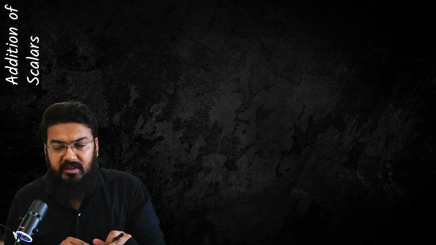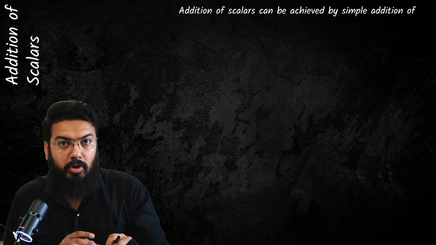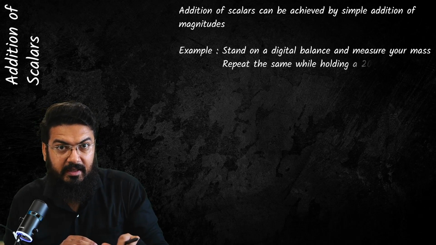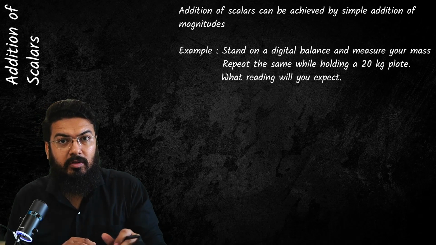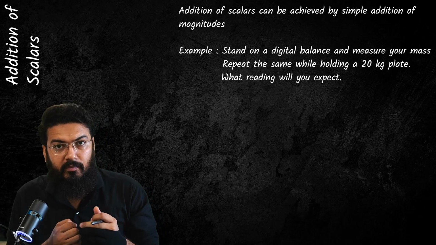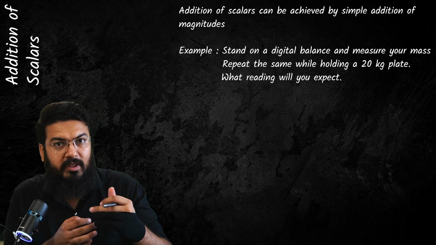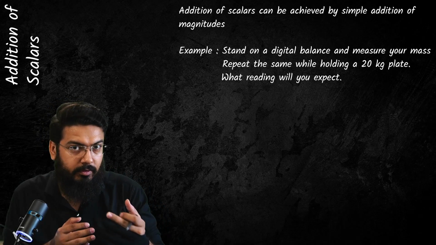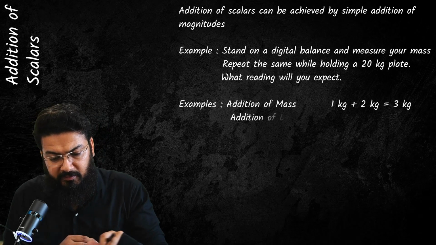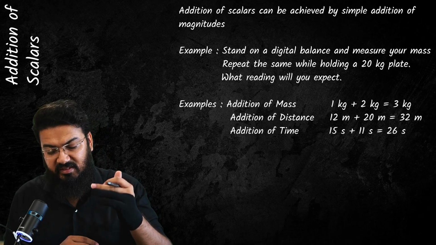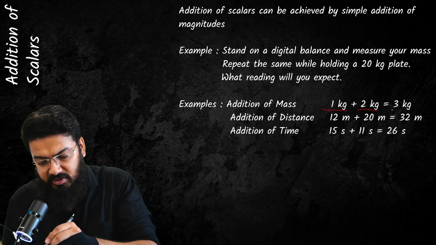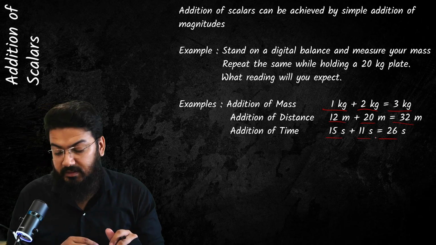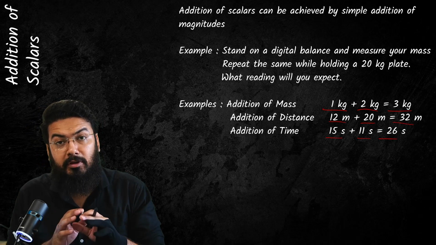Adding scalar and vector quantities is a little different. Adding scalar quantities, all you do is add their magnitudes. So let's say, for example, you stand on a scale and measure your mass. Now you stand on the same scale with a 20 kilogram plate in your hand. What do you think is going to happen? Your mass is just going to be 20 kilograms more. Why? Mass is a scalar quantity. Your mass plus 20 will give you the total mass, so you add both the magnitudes. Further, you have some more examples of mass, distance, and time being added. So 1 plus 2 gives me 3, 12 plus 20 gives me 32, and 15 plus 11 gives me 26. So this right here is an example of adding scalar quantities.